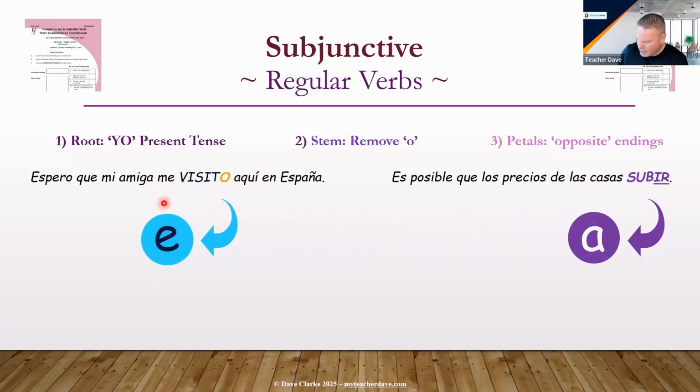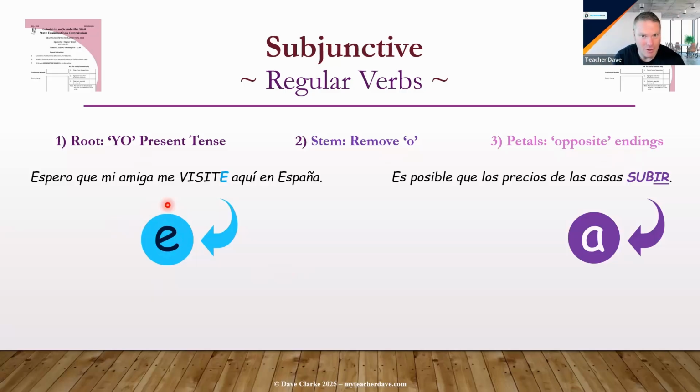So step one, we know, is the yo part, the normal yo or I part of the verb in the present tense. In this case, it's visito. Step two, we'll remove that O and we're primed. We have our verb primed now. And step three, then we'll just put on the appropriate ending, which is the opposite of what we'd normally expect for AR verbs. In this case, it'll have an E, as we said. And of course, it's going to be E itself, visite. Muy bien.